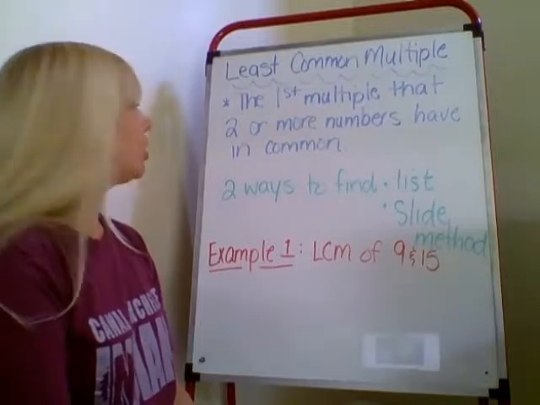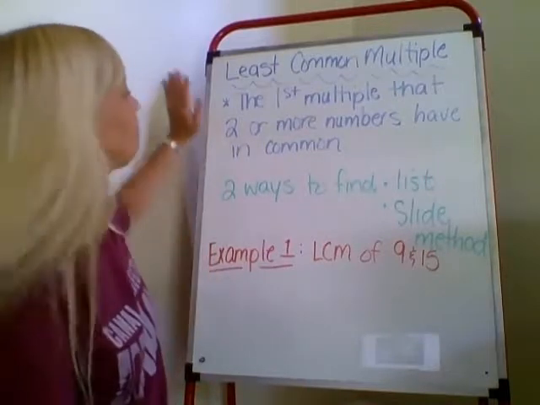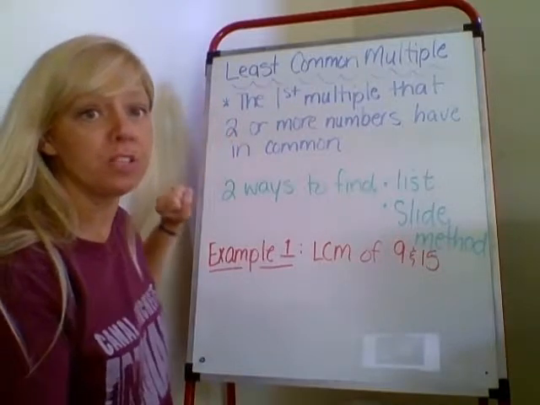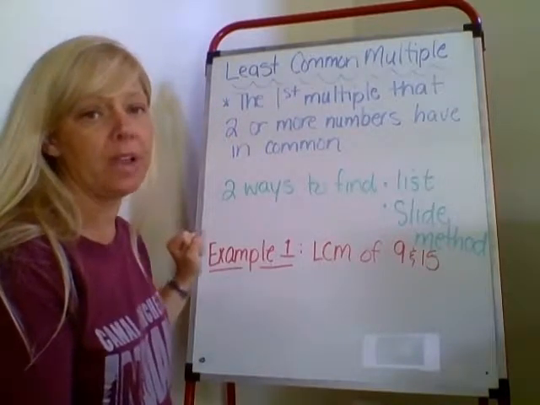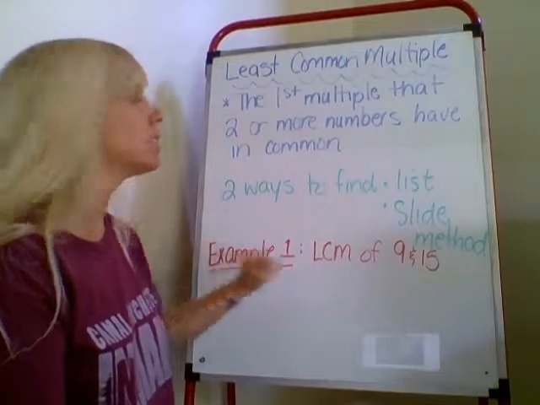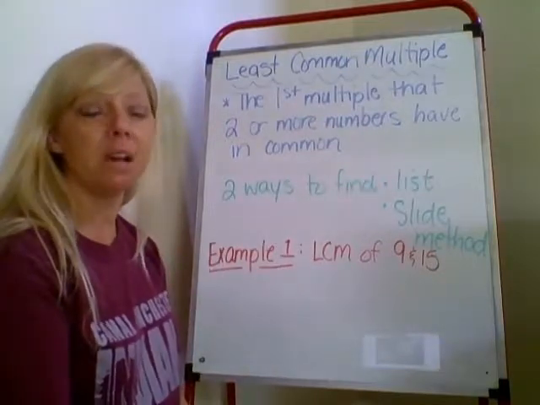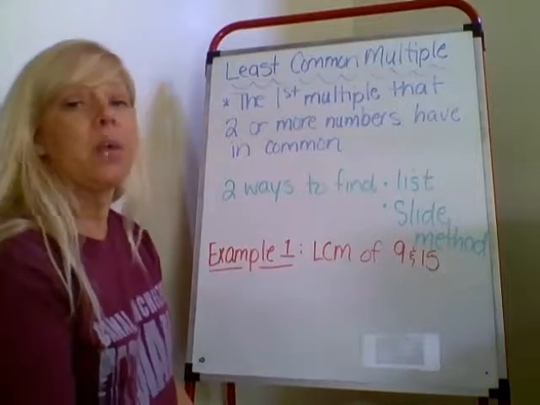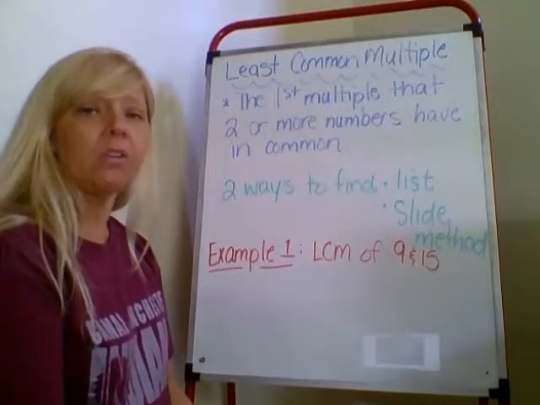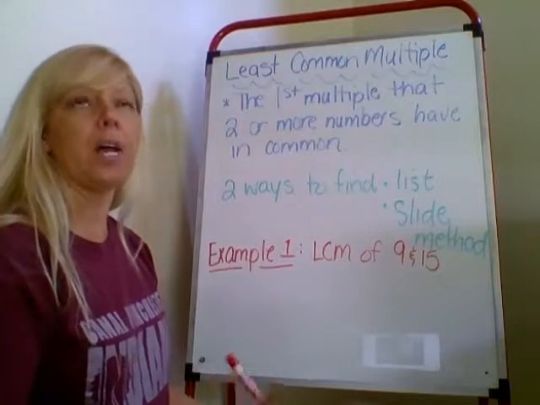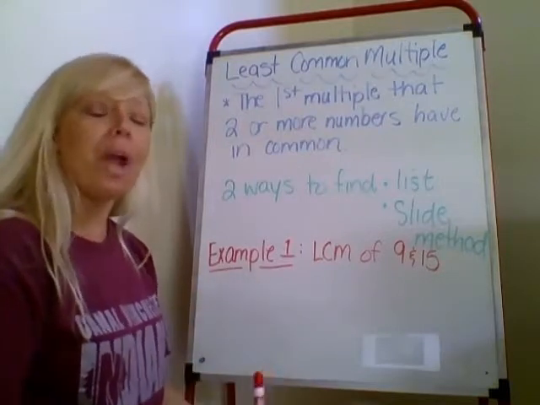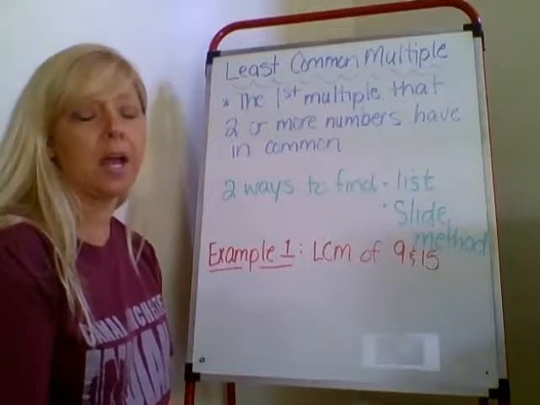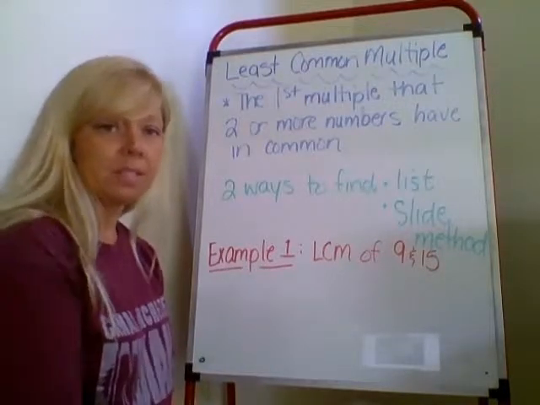So what we're going to do is, first of all, least common multiple is the first multiple that two or more numbers have in common. And there's two ways to find this. The first way is to make a list of the multiples. And the second way is to use the slide method. We've been using the slide method for a while, so this might be more of a practice for you, and you might want to be using that more than the list. There are pluses and minuses to both.